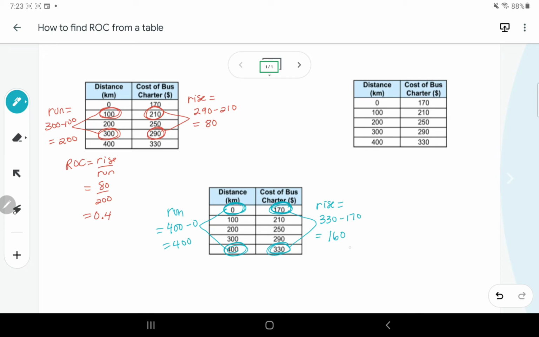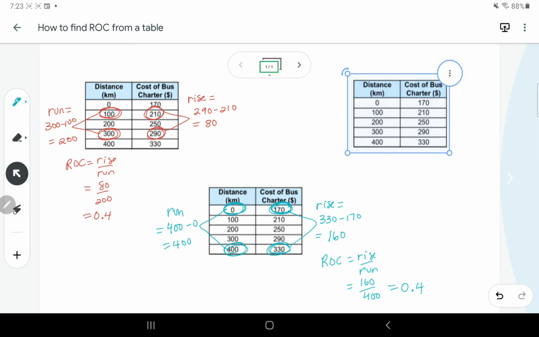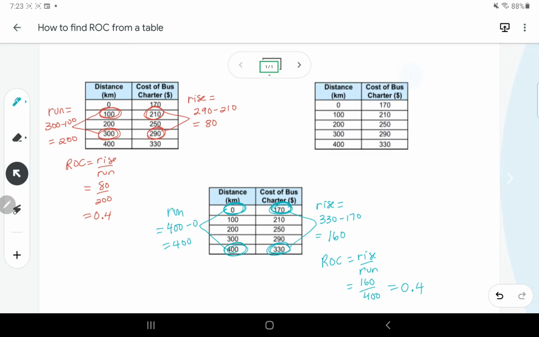So now when I do ROC, or rate of change, for this, it's rise over run, and that's equal to 160 over 400. So it seems like it's different, but if you divide 160 by 400, it's also 0.4. So you actually end up getting the same answer either way. And we'll do one more just to make sure that that keeps working out.